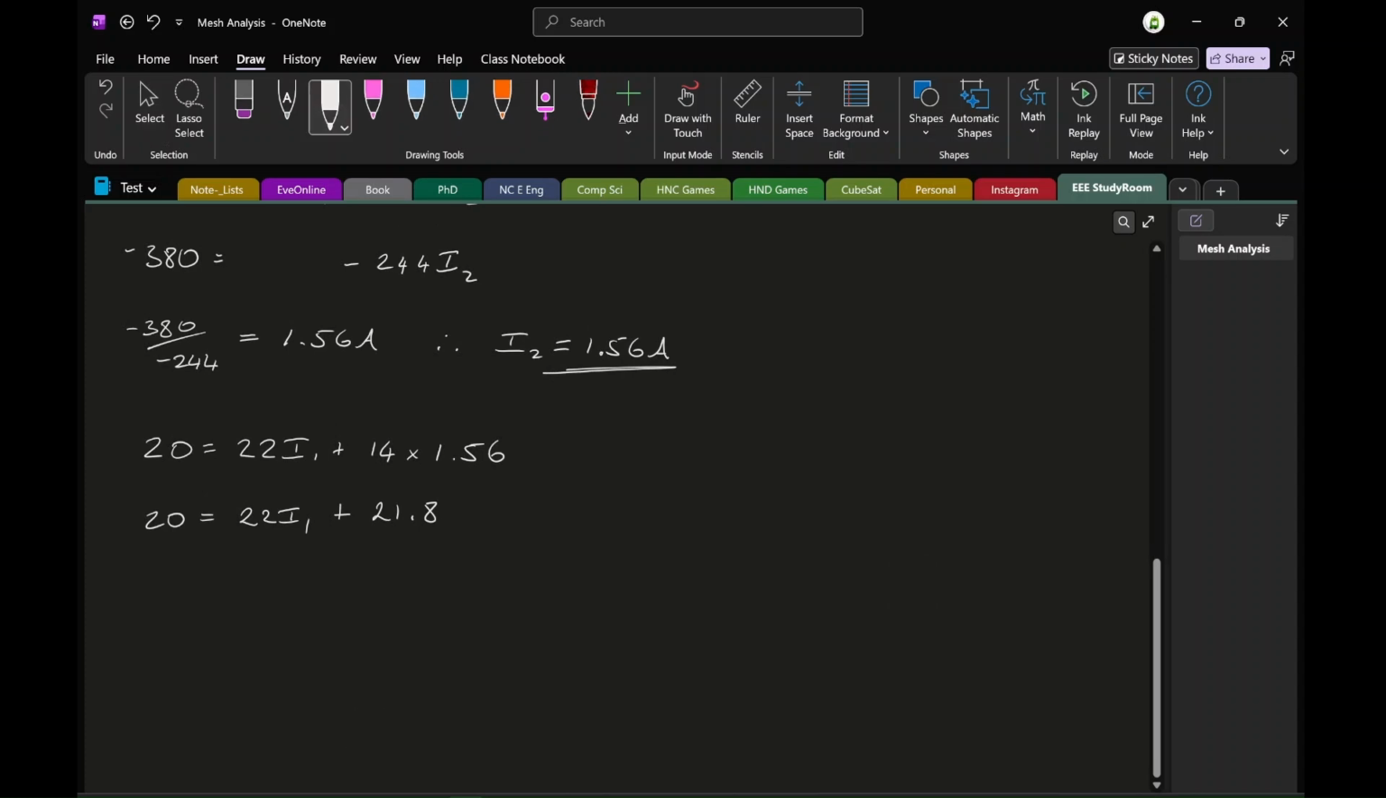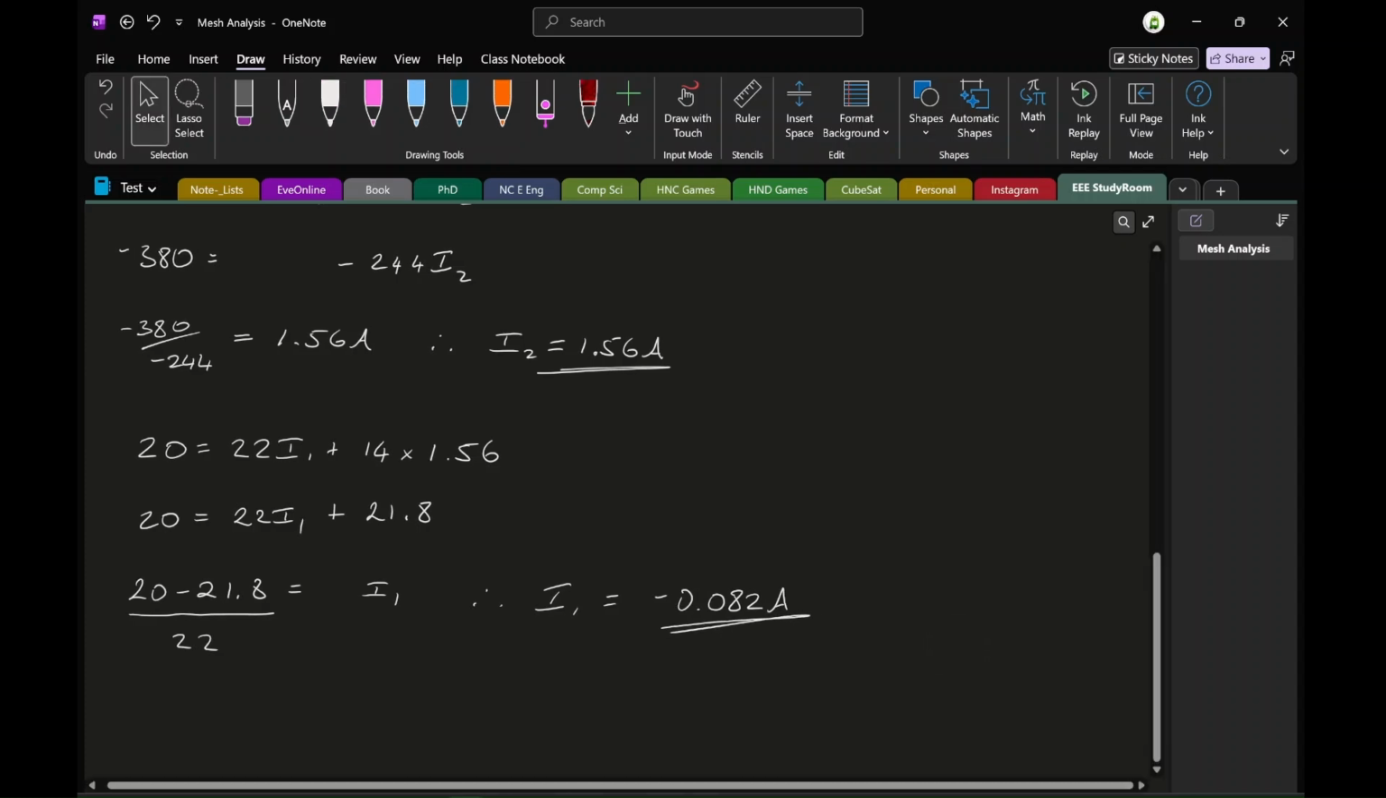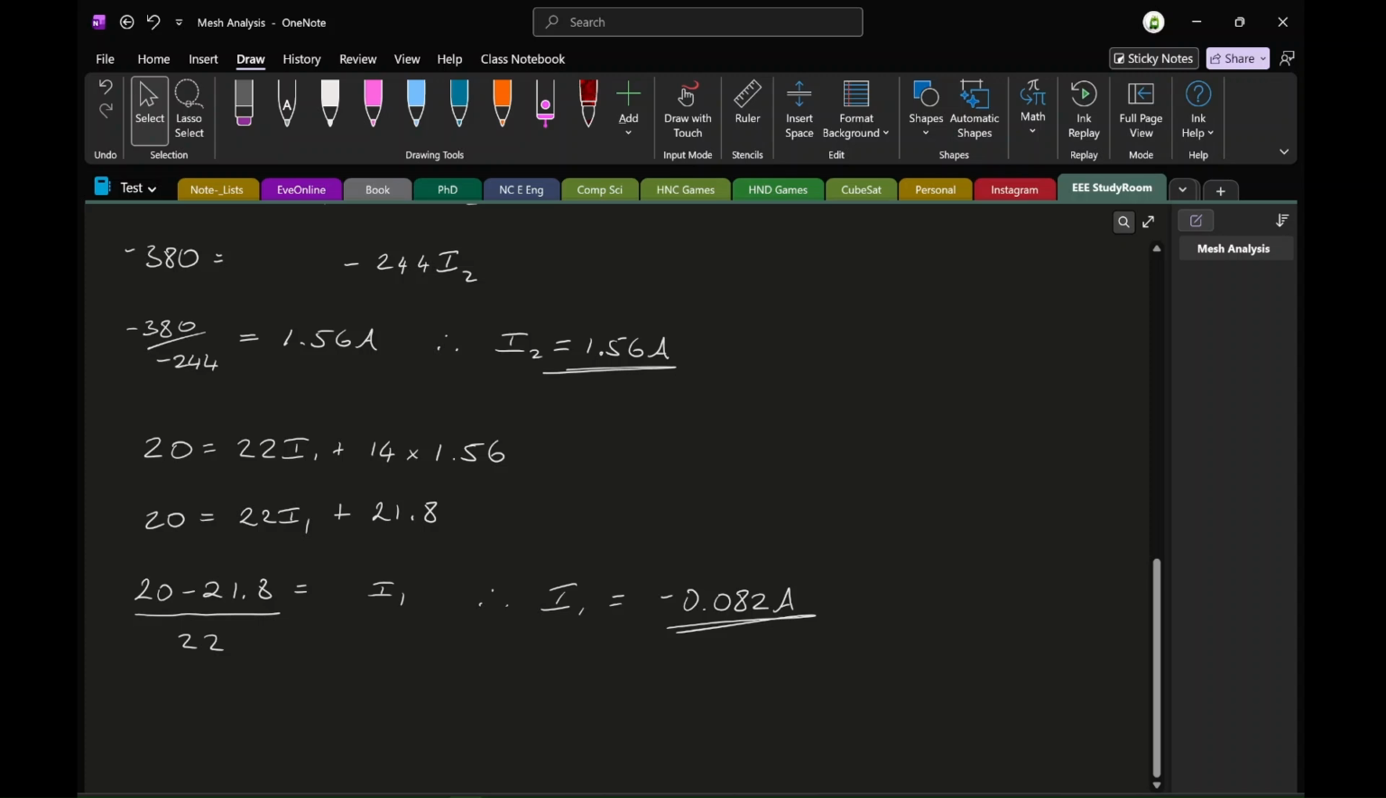Rearranging our equation, 20 take 21.8 is equal to 22I1. And I'm just going to divide both sides by 22, effectively eliminating this here. I'll rub that out. So this gives us I1 being equal to negative 0.082 amps. So we've now calculated both our currents, I1 and I2.